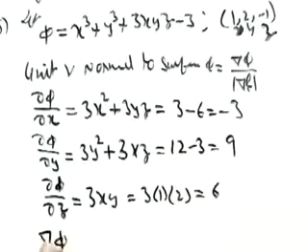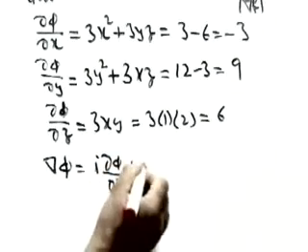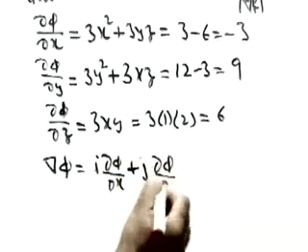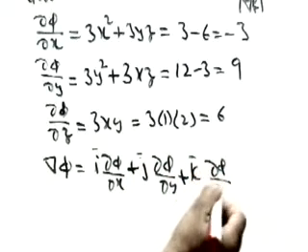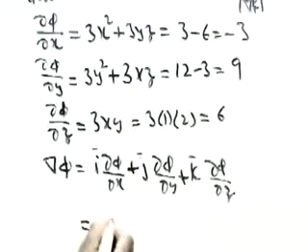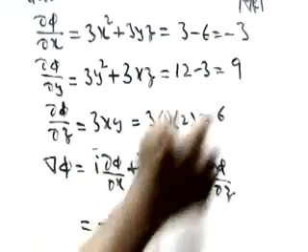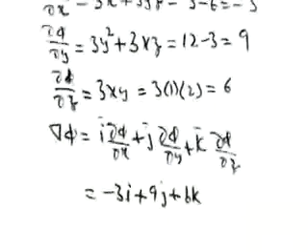Therefore, what is del φ? The formula of del φ is i ∂φ/∂x plus j ∂φ/∂y plus k ∂φ/∂z. Now let me substitute the values. ∂φ/∂x is minus 3. So this will be minus 3i plus 9j plus 6k. Now let me find its magnitude. What is the meaning of mod?